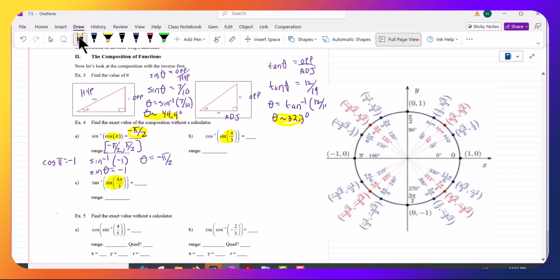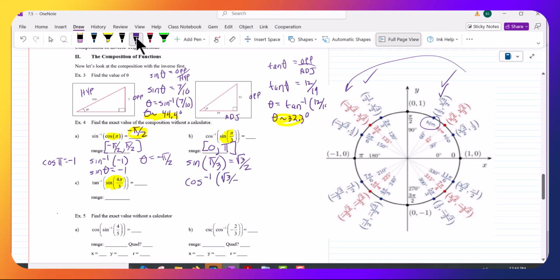Okay, next problem. Again, we're doing an inverse cosine. The range of an inverse cosine is from 0 to pi, meaning you're in quadrant 1 or quadrant 2. Okay, so the first thing we need to do is do the sine of pi/3 on a unit circle. Pi/3 is here, the sine is the y value. So the sine of pi/3 is going to be square root of 3/2. So we do that. Now that means we're going to do the inverse cosine of square root of 3/2.